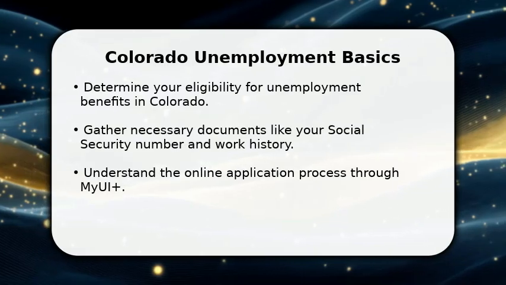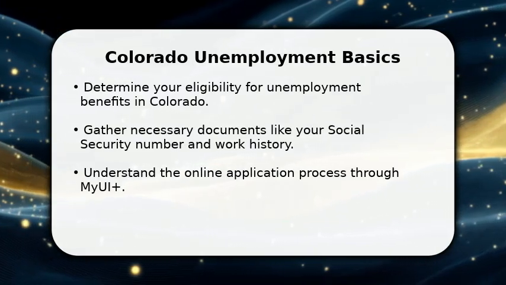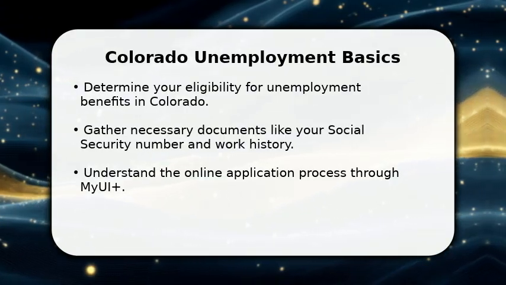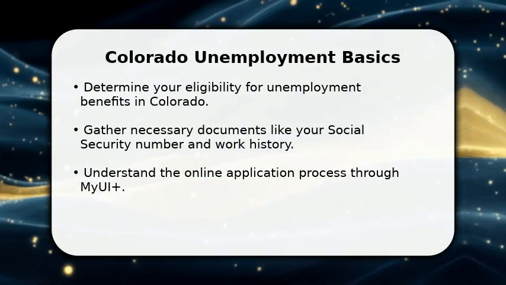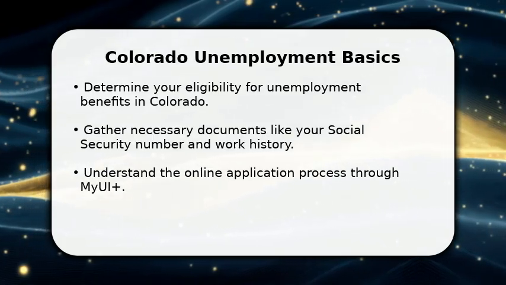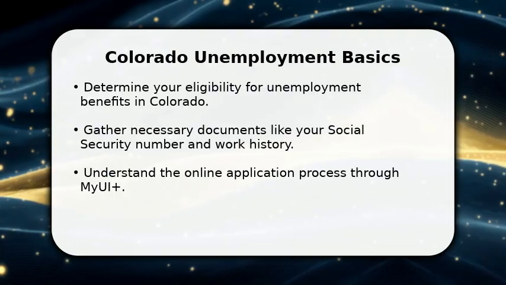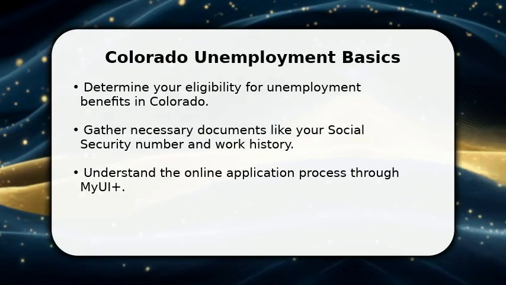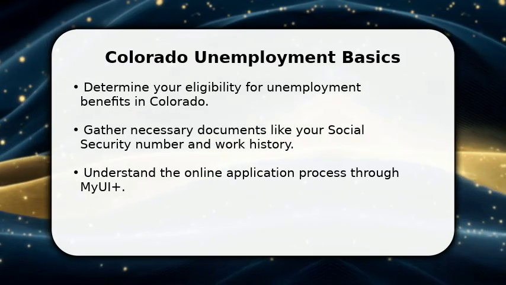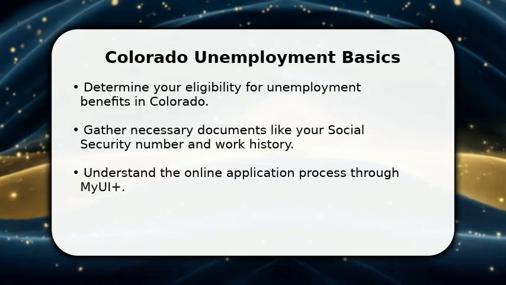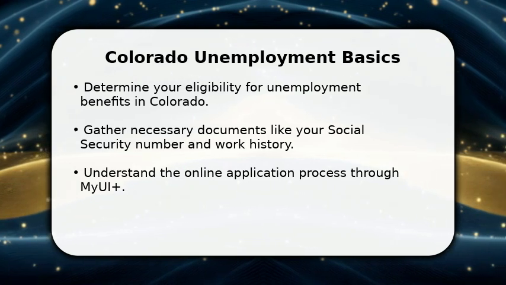Enjoy the video. In this video, I will explain how to file for unemployment in Colorado. First, confirm you meet the state's eligibility criteria, which generally includes being unemployed through no fault of your own and actively seeking work. Next, collect all required information such as your social security number, driver's license, and detailed employment history for the past 18 months. This preparation will streamline your application.